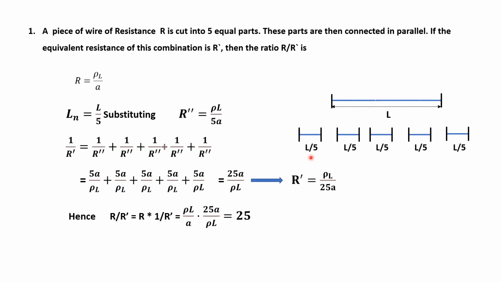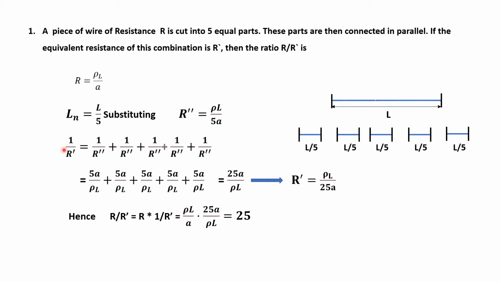The original wire has a length of L and the cut wire has a length of L by 5. So let us take it as Ln. So Ln is equal to original length divided by 5. So substituting this value in the resistance formula, we get the resistance of the cut wire, R double dash, is equal to rho L divided by 5A. Each cut wire is connected in parallel, and this combination is going to be R dash.